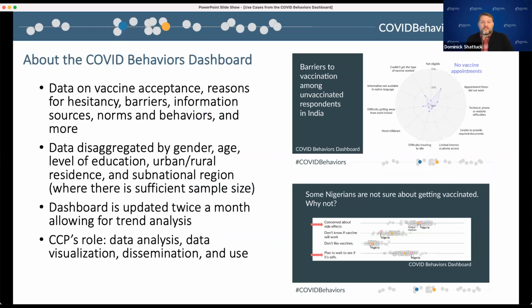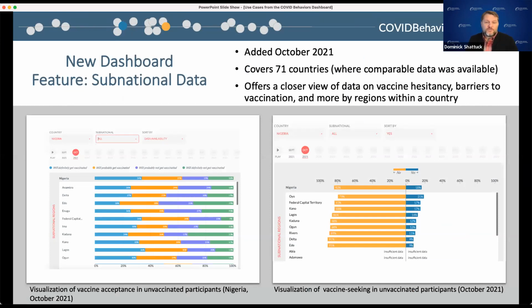Today, we'll be focusing our discussion on how data from the COVID behaviors dashboard have been used to inform programs around the world. But first, I'd like to make sure you're all aware of the features available on the dashboard. As most of you know, the dashboard was launched in September. It covers a variety of COVID-19 topics, including vaccine acceptance, reasons for hesitancy, barriers, and information sources. Data are uploaded twice a month, and users can explore trends over time or disaggregated data by demographic characteristics.